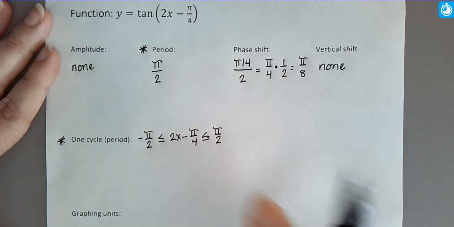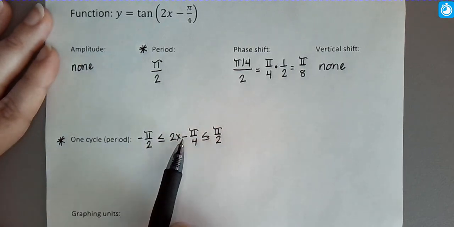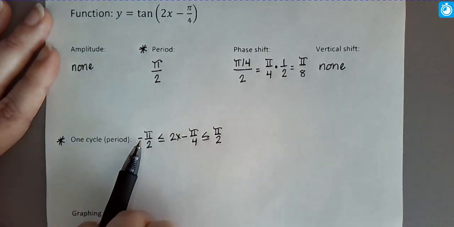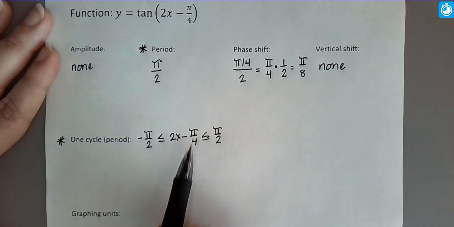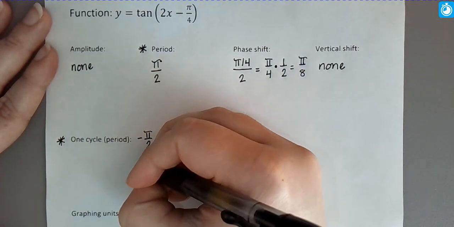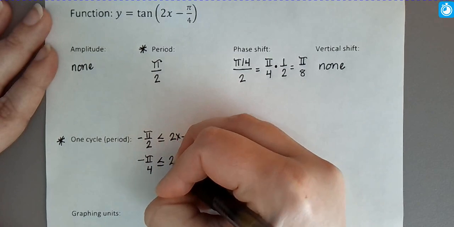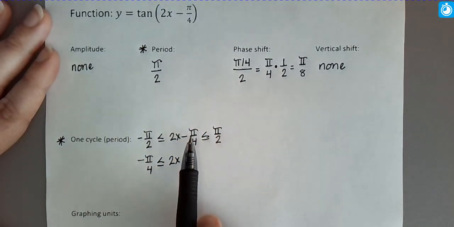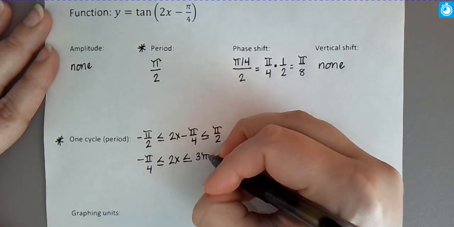So I'm going to write my inequality with my standard endpoints, and then I want to isolate my x to see how these two values are going to impact these endpoints. So I'm going to start by adding my pi over 4, moving it over. So keep in mind, negative pi over 2 is the same thing as negative 2 pi over 4. So if we add pi over 4 to negative 2 pi over 4, we'll have negative pi over 4. Okay, and then pi over 2 is the same thing as 2 pi over 4. So if we add pi over 4 to 2 pi over 4, we'll get 3 pi over 4.